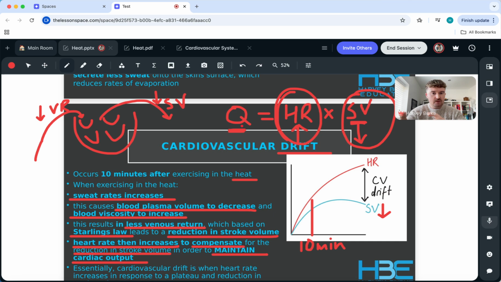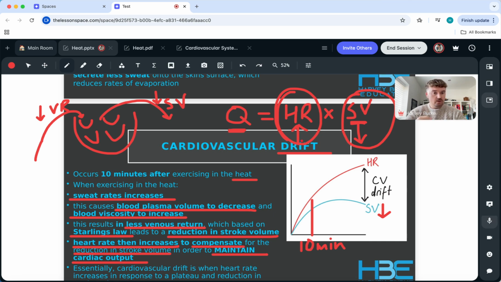So they don't actually want you to go down the route of cardiovascular drift is an issue because there'd be less oxygen getting to the muscles, because that actually wouldn't be the case initially, because you'd be able to maintain your cardiac output by your heart rate increasing. So there'd actually still be the same amount of oxygen getting to the muscles. So that's not the issue with cardiovascular drift. Instead, the short-term issue with cardiovascular drift is actually to do with this high heart rate and how it's going to make you feel.